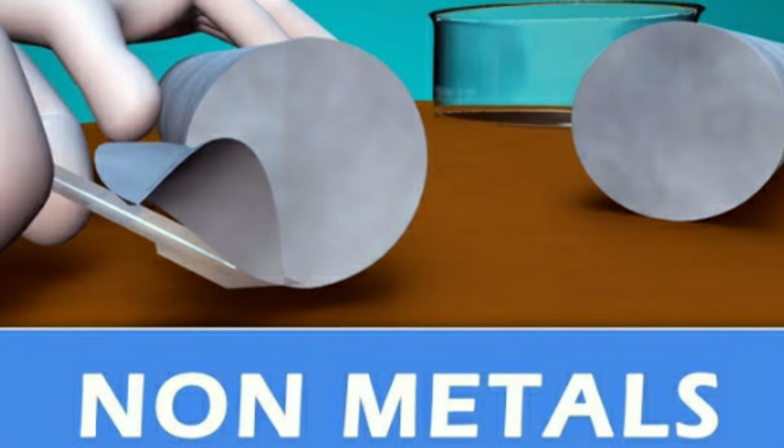The materials which generally possess these properties are called metals. The examples of metals are iron, copper, aluminium, calcium, magnesium, etc.